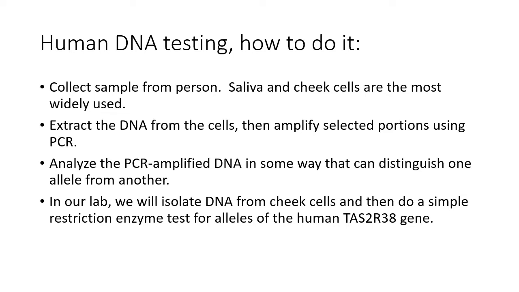Okay, so what we did was we extracted our DNA from our cells, and then we selectively amplified using PCR selected portions of the DNA that we want to look at. So the next step after that is having selected what we want to look at, actually looking at it, which is to say we need to look at our amplified DNA in a way that can distinguish one allele from another. Okay, so in our lab, we will isolate DNA from cheek, and we'll do a simple restriction enzyme test for alleles at the human TAS2R38 gene, which is a receptor found in our mouth that generates taste responses.